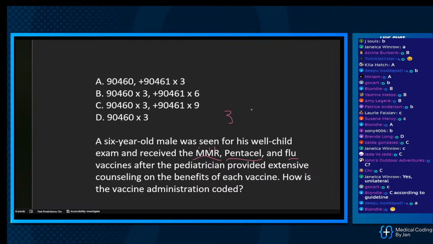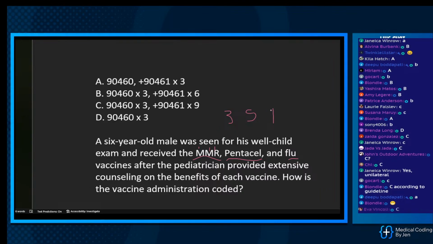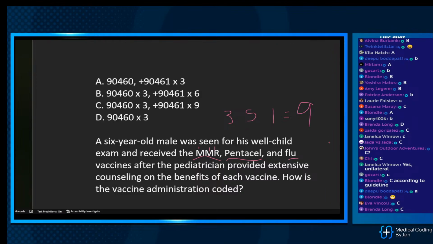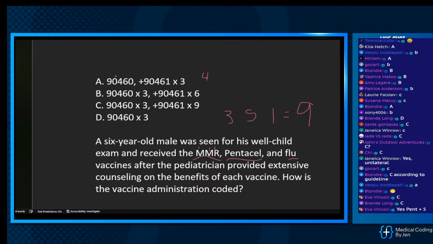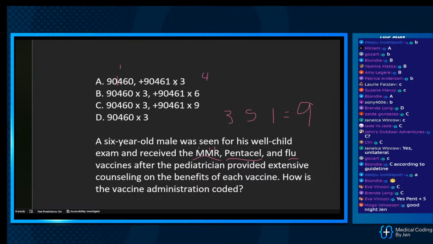Pentacel, is that the one that has five components in it? And influenza, no matter what type of influenza one you have, it has a lot of different variants of which flus it has in there. Usually three to four combinations, but it's still only one component. So if you add those together, you end up with nine. So we need an answer that has nine components in it. If A was the answer, it would only have four components. This equals just one. This equals three.